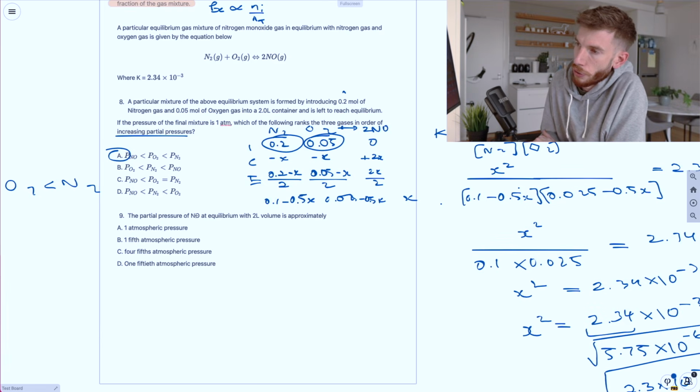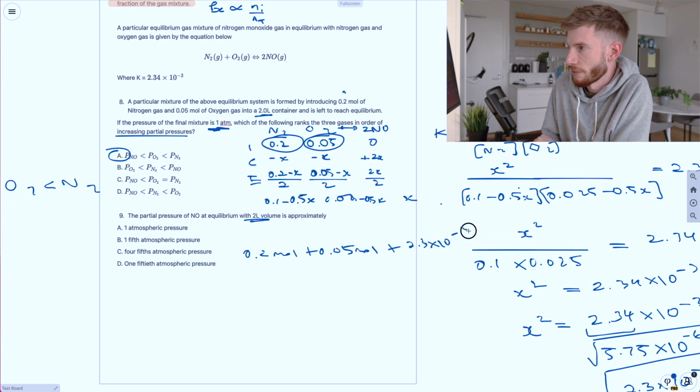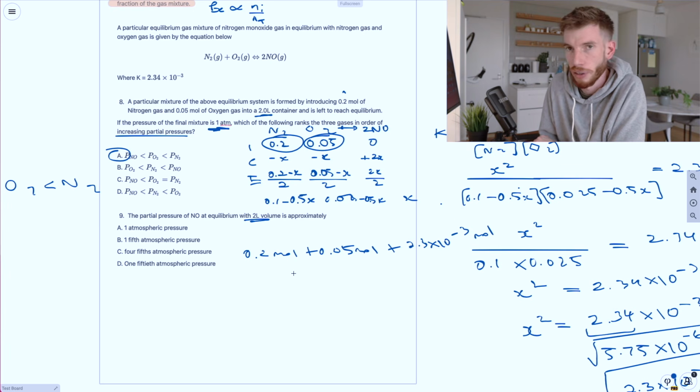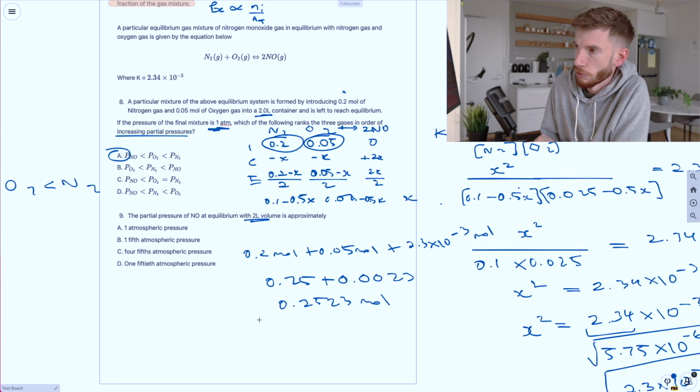Okay, so the partial pressure of NO, they said the final mixture was 1 atmosphere. We've got 0.2 mole plus 0.05 mole plus the 2.3 by 10 to the negative 3 mole altogether. That's the entire number of moles of stuff that we have at equilibrium. So this would be 0.25 plus 0.0023. So then that'll be 0.2523 mole. And the proportion of NO by number of moles is going to be that 0.0023.